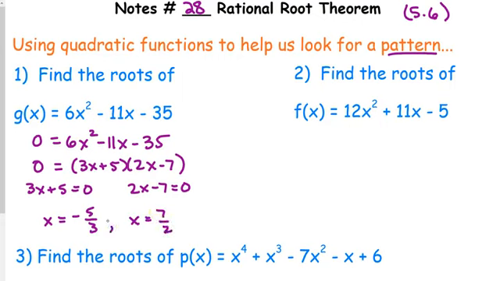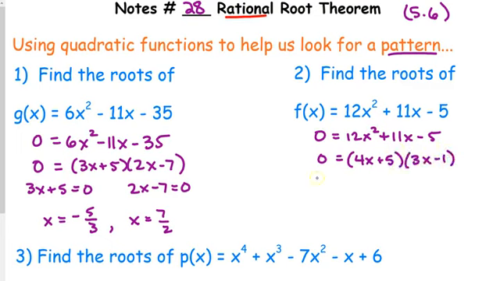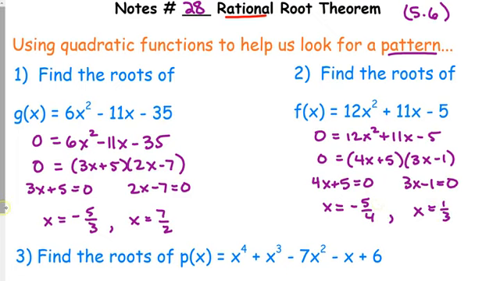So let's move on to number 2. Very similar process. We're going to put 0 in for f of x, and then we're going to factor it. This one factors as well. I purposefully made these examples factorable because we're looking for a pattern to find rational roots. And if it's factorable, it has rational roots. This factors into 4x plus 5 times 3x minus 1. So we set each of those equal to 0 and solve, and we get x equals negative 5/4 or 1/3. So those are the roots. Notice that both of these problems have rational roots.